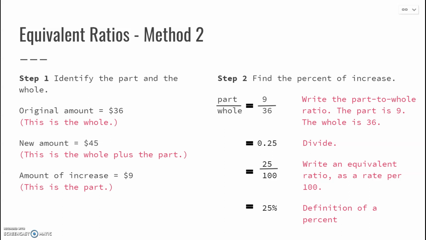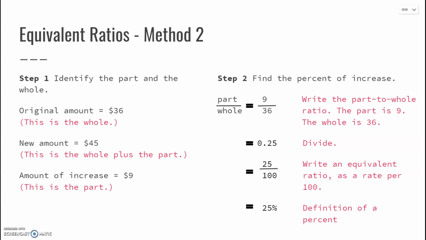So find the percent. You're going to write it part over whole. So it's going to be your part, $9, over your whole, 36. Divide to get 0.25. Write it as a ratio. Remember, 0.25 is 25 hundredths. You can write that as a fraction, 25 over 100. And 25 over 100 is 25%.